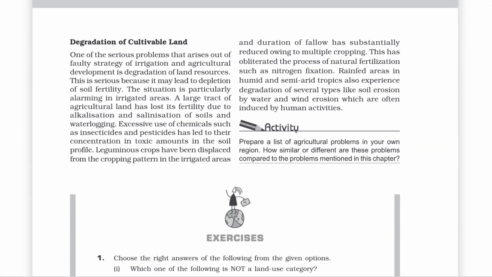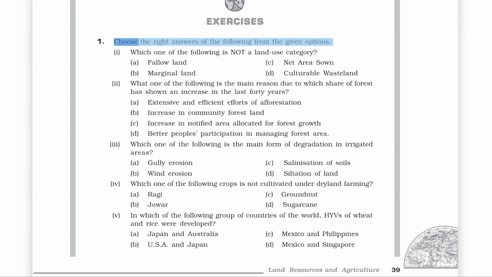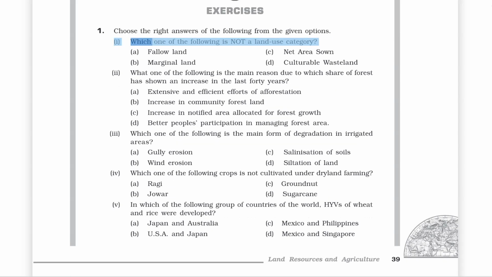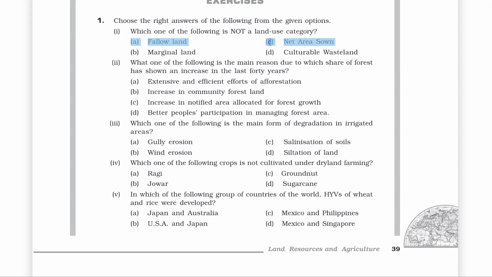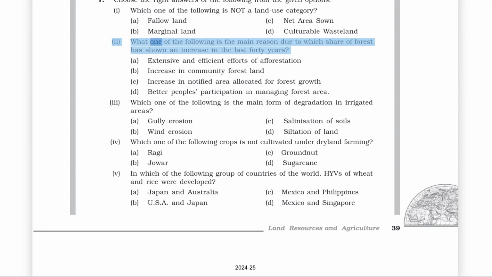Land resources and agriculture. Exercises. 1. Choose the right answers of the following from the given options. I. Which one of the following is not a land use category? A. Fallow land, C. Net area sown. B. Marginal land, D. Cultivable wasteland. 2. What one of the following is the main reason due to which share of forest has shown an increase in the last 40 years?